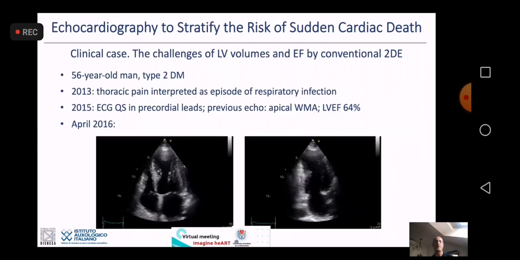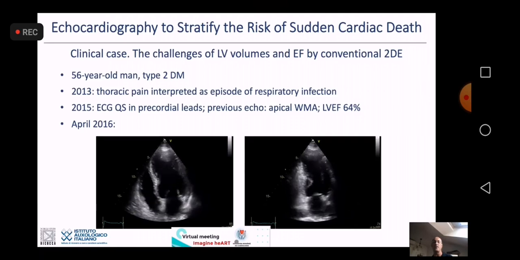Just to show you one example, I will show this case: a 56-year-old man, type 2 diabetes mellitus. In 2013, he had a thoracic pain that was probably misinterpreted as an episode of respiratory infection. In 2015, an occasional ECG showed QS complexes in precordial leads, and the previous echo said apical motion abnormalities with an ejection fraction of 64%. And these probably are the images that brought to this assessment, as these are the images that were taken by one of our fellows.